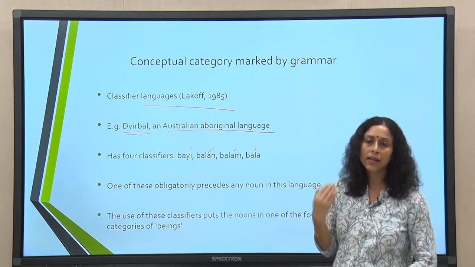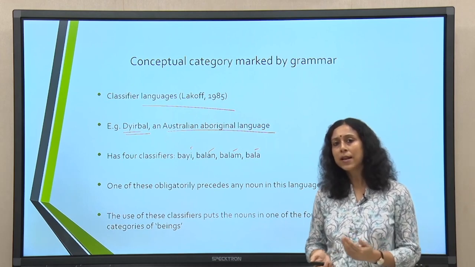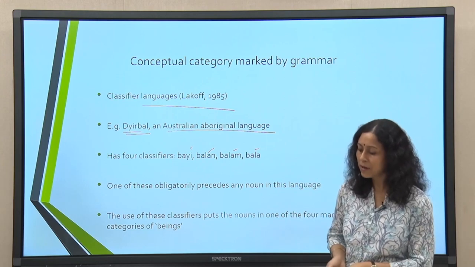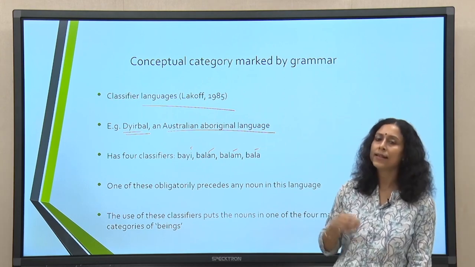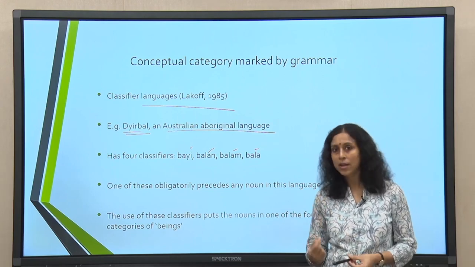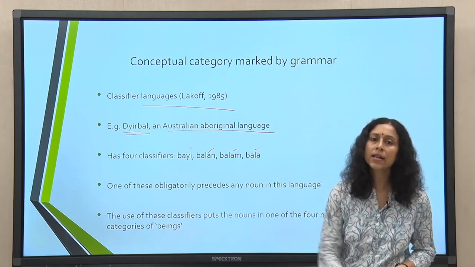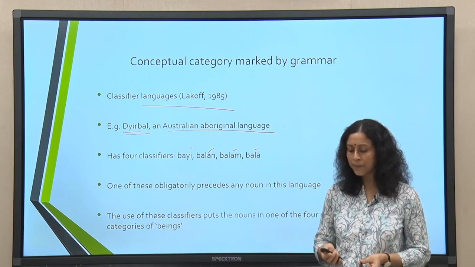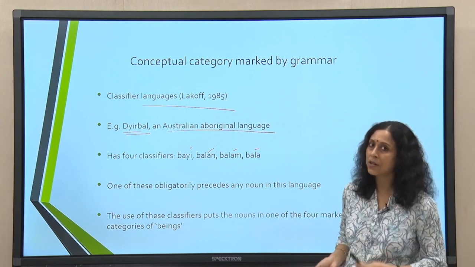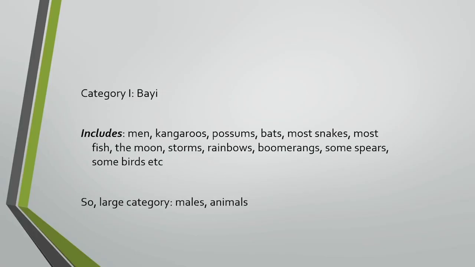However, once you get down to a deeper analysis, once you try to understand what is really happening, this is what they found out: these are classifiers that are attached to all the nouns in the language, and there is a rule. That rule was not immediately discernible to a European scholar, but it was perfectly sensible from the perspective of the speakers of that language. So, let's see what different nouns each of these classifiers take.